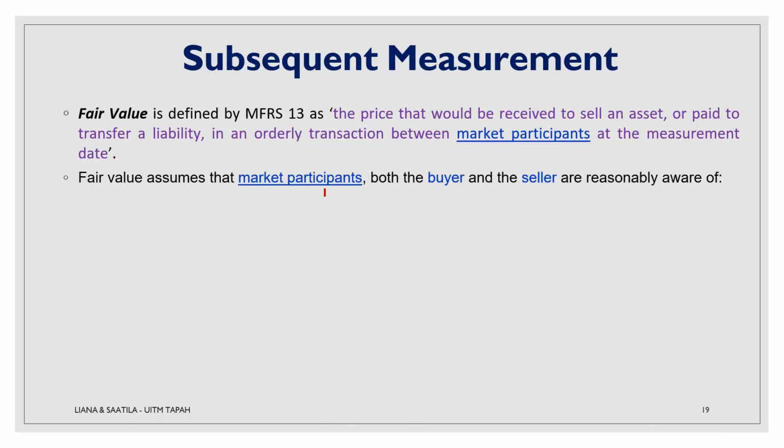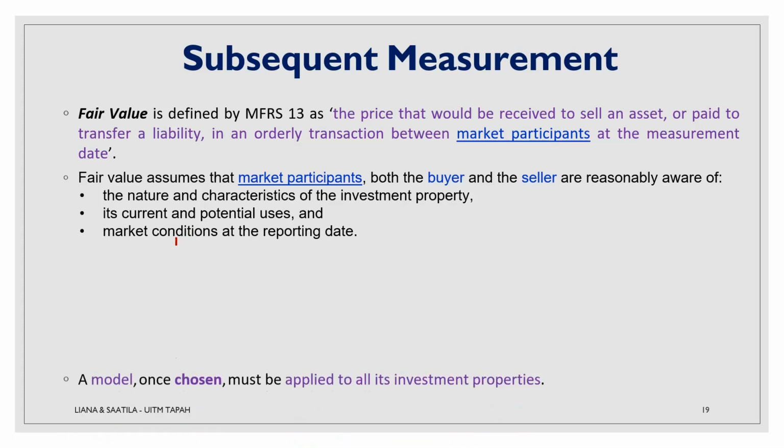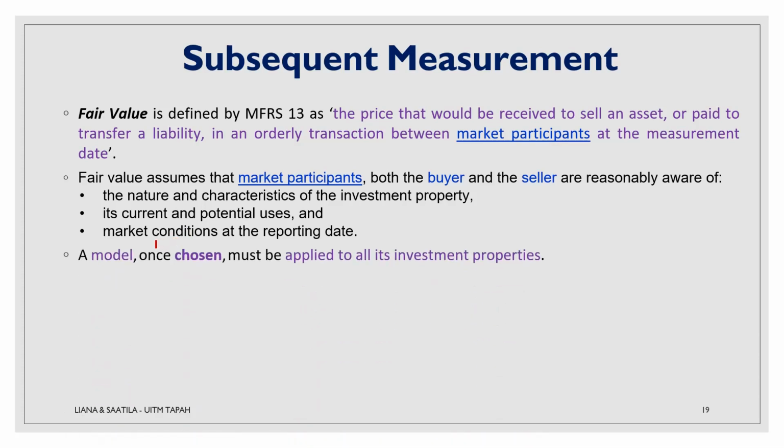And fair value assumes market participants, both buyer and seller, are reasonably aware of the nature and characteristics of the investment property, its current and potential use, and the market condition of that investment property at that particular reporting date. Once a model has been chosen, the company must apply that particular model, for example the fair value model, to all of its investment property, to all of it.